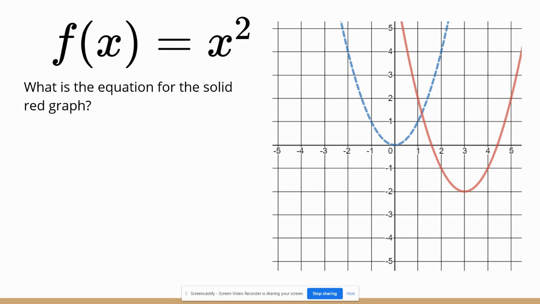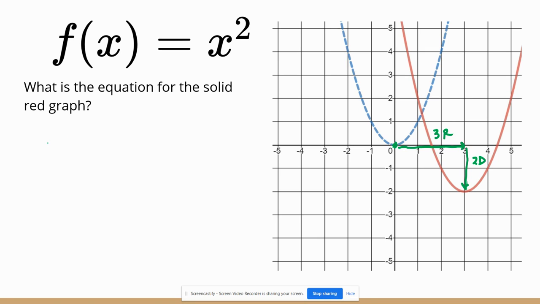Okay, this is a parabola. And now we're asked for the equation. So the original parabola is the parent function. That one passes through (0, 0). That's the vertex. And if I follow that vertex, I should get my translations. So it looks like the vertex moved 3 to the right and 2 down. So 3 right and 2 down.